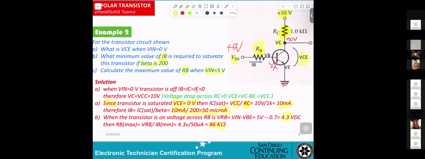When the transistor is on, voltage across RB, V in minus VBE. That's correct. Then what they're telling you is IB will be minimum. So that's the smallest you can put, because if you put smaller than that, you're going to get saturation problems. It's going to be distorted. That makes it saturated. So that's why in here they calculated 50 microamp.